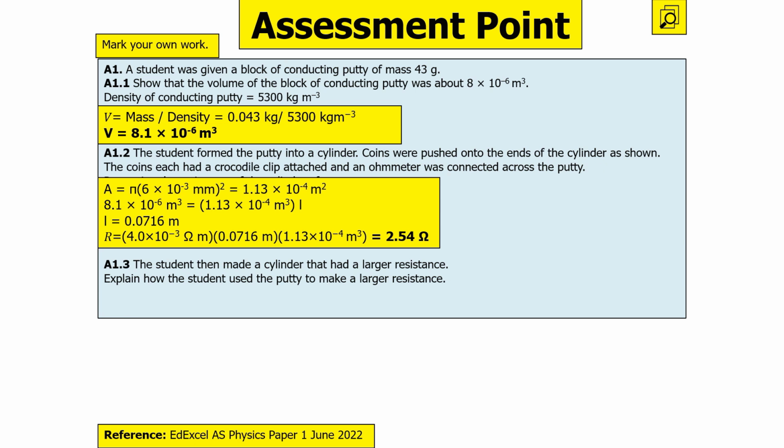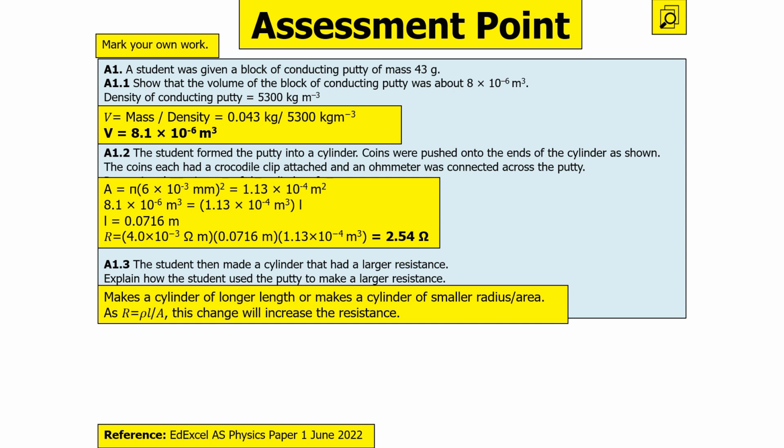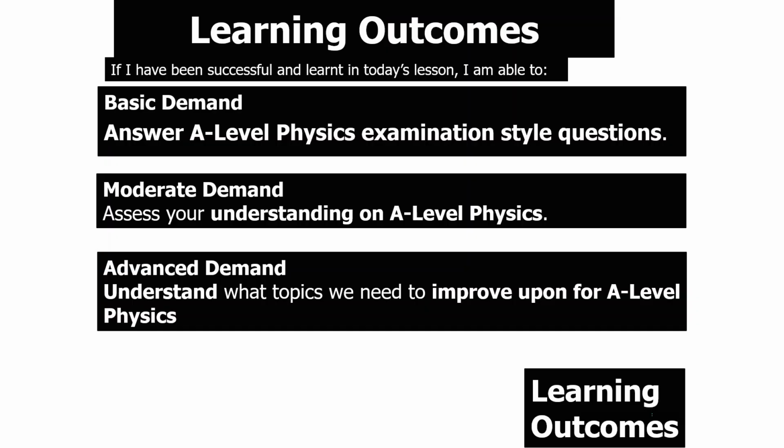Now finally, how could you make a larger resistance? Well, you make the cylinder of a longer length, or the cylinder of a smaller radius or area, because from the equation R equals rho L over A, a longer length or a smaller area will change the resistance to increase it. So that brings an end to our revision session today.